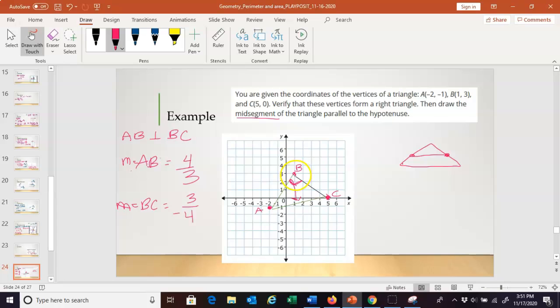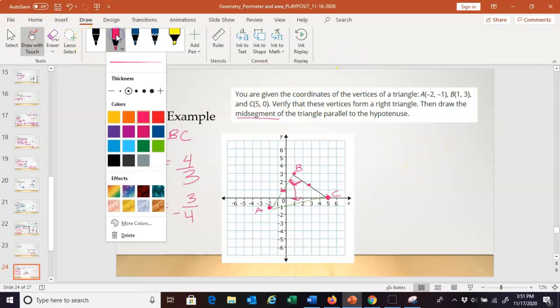We would need to find the mid-segment between B and C. That would give us the middle point here. And the mid-segment between B and A. That would give us the middle point here. And we'd be able to draw that line parallel to AC. So let's do it. Let me erase. I keep saying, oh, we're going to do that later. Let's just do it now.